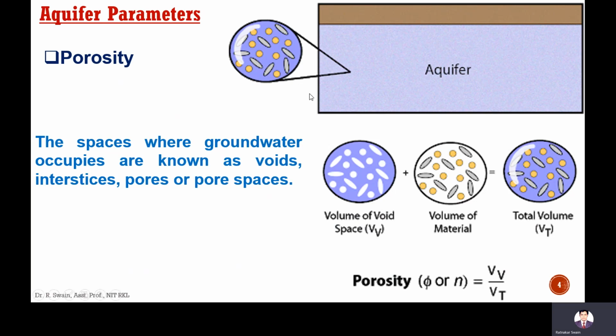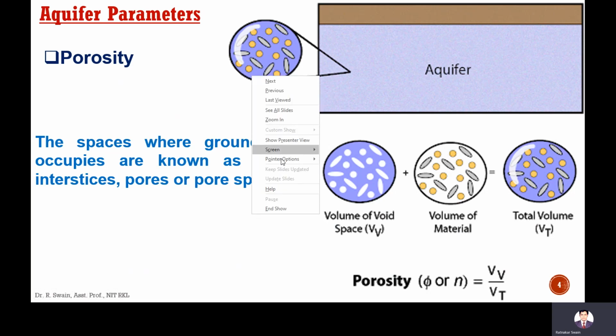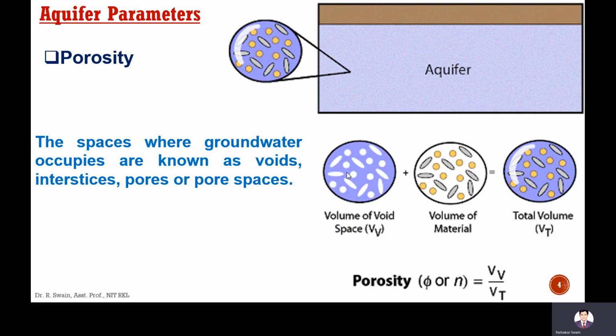This is the aquifer, and here you can zoom in on one grain particle, one small portion. If we zoom in, we'll find the voids and the particles, the materials. So the volume of voids and the volume of material combined is the total volume, and porosity is calculated as the ratio of the volume of voids, meaning air and water, divided by the total volume. This ratio is called porosity. It is expressed as phi or n.